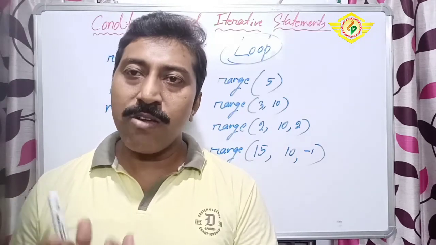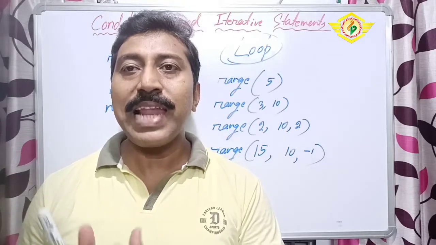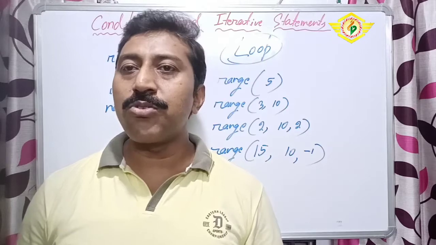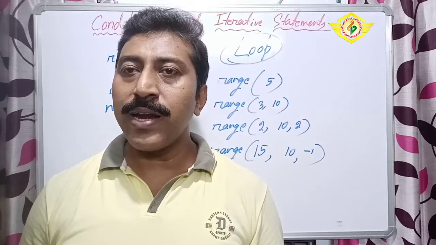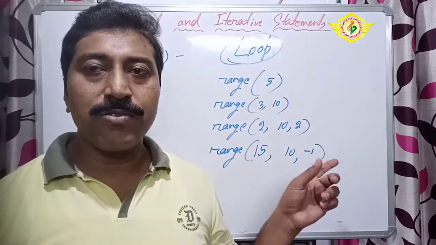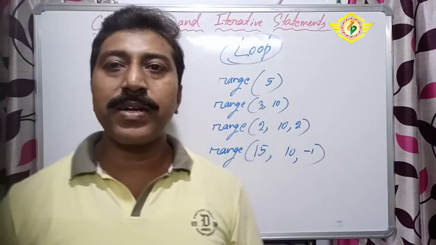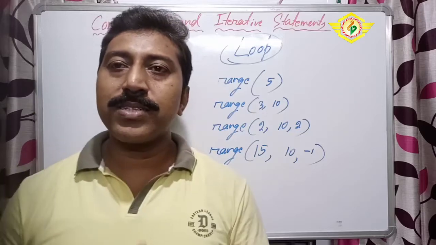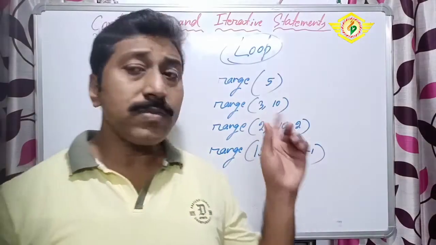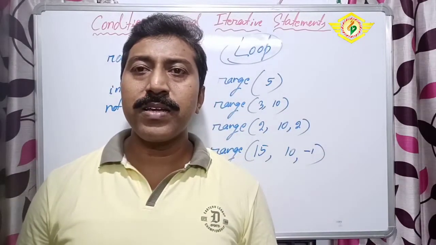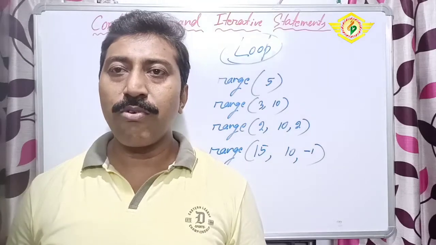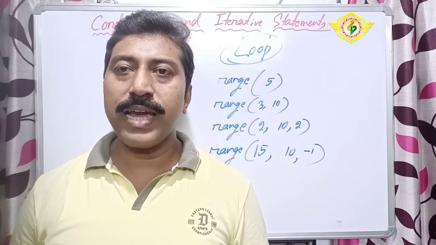Whatever value you write within the brackets, it will go up to less than that value. If 5 is there, it will take up to 4. That means 0 to 4, which is 0, 1, 2, 3, 4, that means 5 times. Next example, I have written range 3, 10. The starting value is fixed, that is 3, and 10 means it will take till 9. So 3, 4, 5, 6, 7, 8, 9.